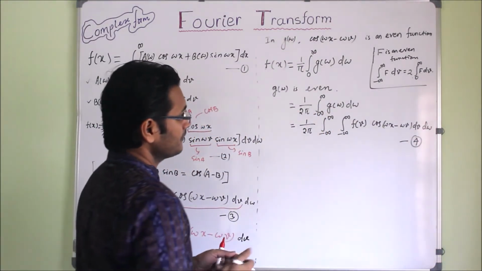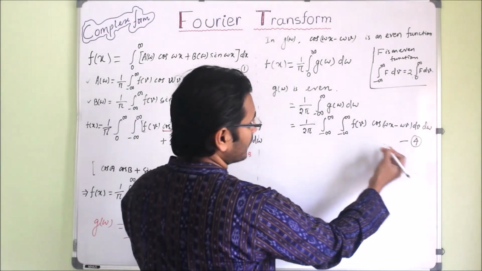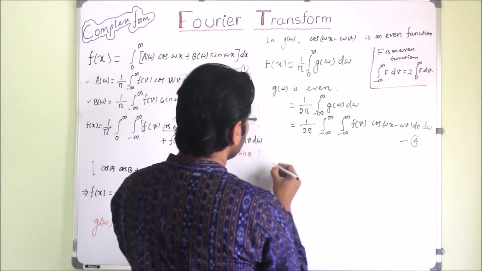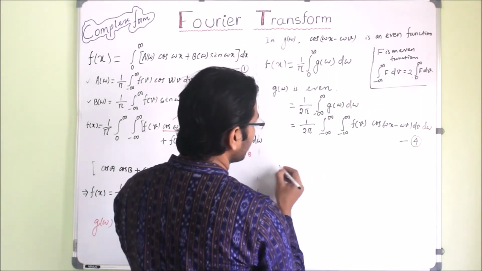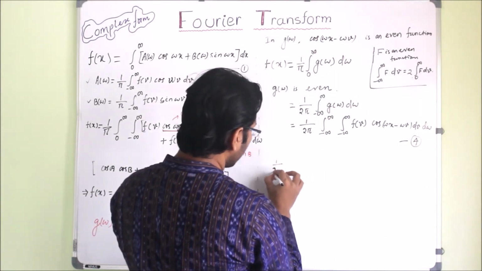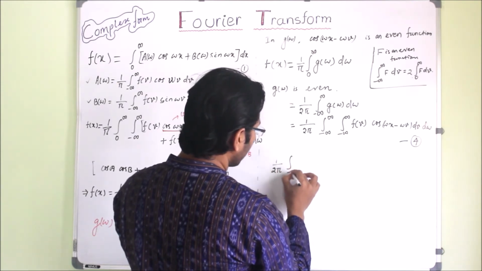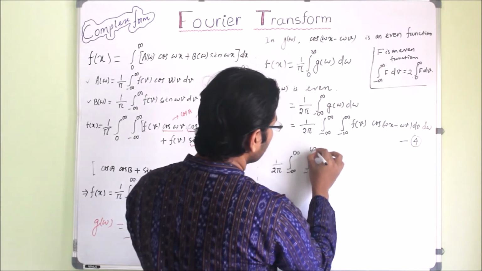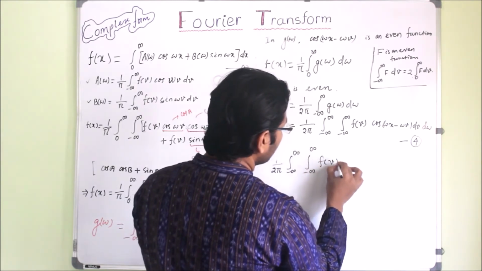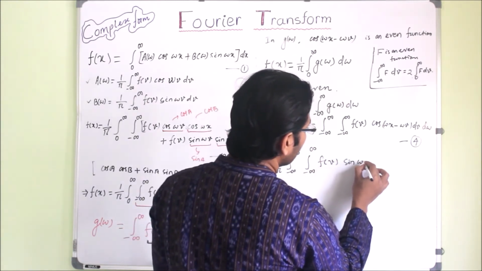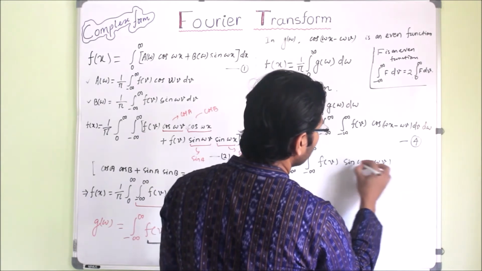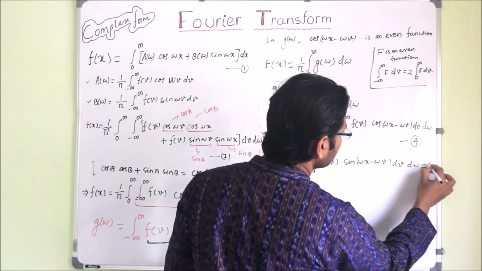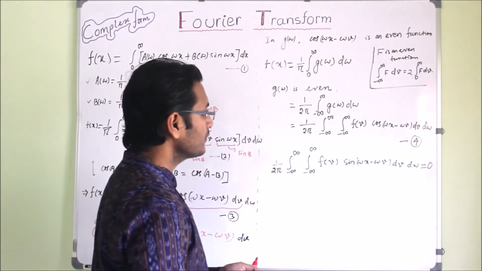Similarly, for equation 4, if I take sin in place of cos, so what will happen? If I take sin, then 1 by 2 pi times the integral from minus infinity to infinity of f of v sin(wx minus wv) dv dw will be 0. Now why is it 0?